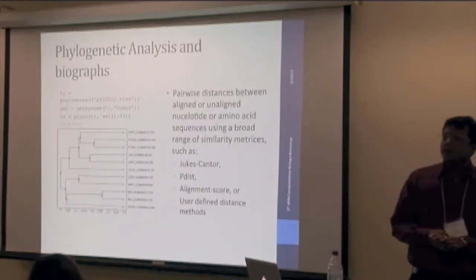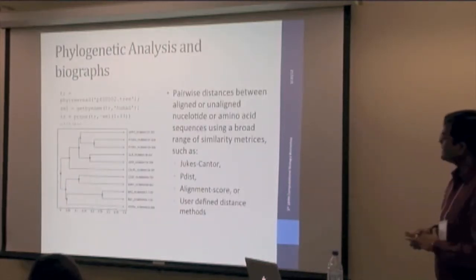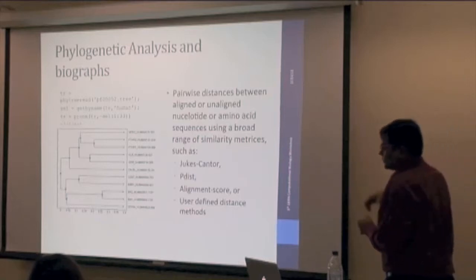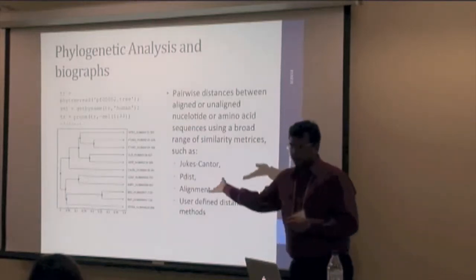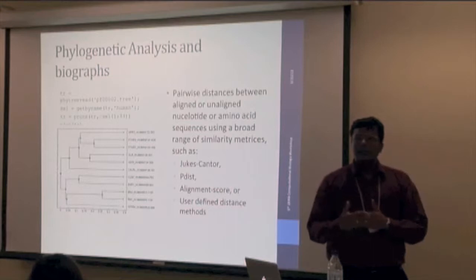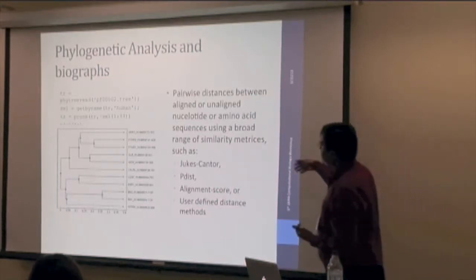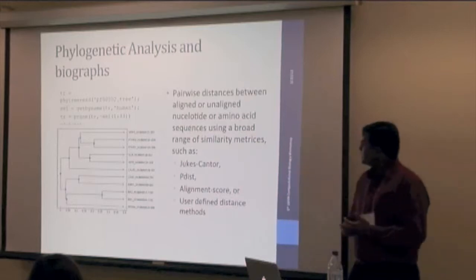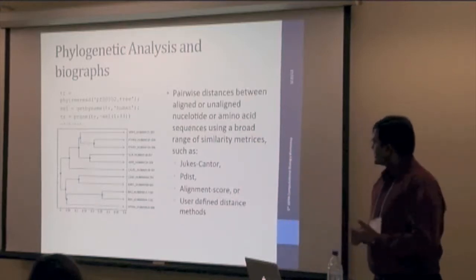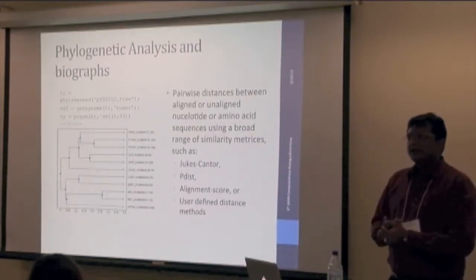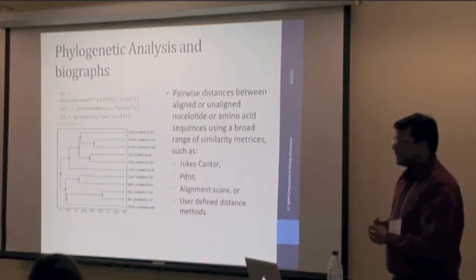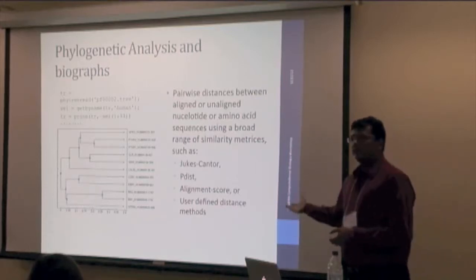It also has functions associated with phylogenetic analysis. Say you have a bunch of genome sequences, you can see the similarity, the regions that they match. The similarity matrices that it works on are the Jukes-Cantor and the p-distance. The alignment scores can be exploited to generate your phylogenetic tree, as well as user-defined distances.